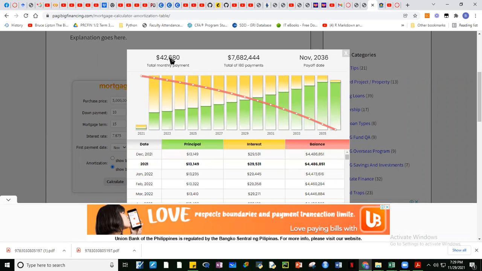Ito, guys, yung monthly amortization, 42,680. Yung yellow dito, yung interest payments, yung green yung principal payments. You notice, guys, at the onset, mas malaki yung interest payments. Habang tumatagal, mas lumalaki yung principal. Tapos itong red na to, ito yung principal balance natin. Over time, liliit yan kasi binabayaran natin yung principal natin.